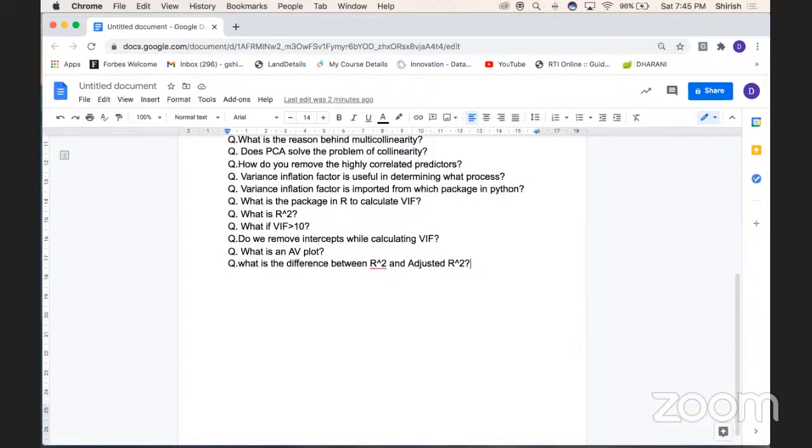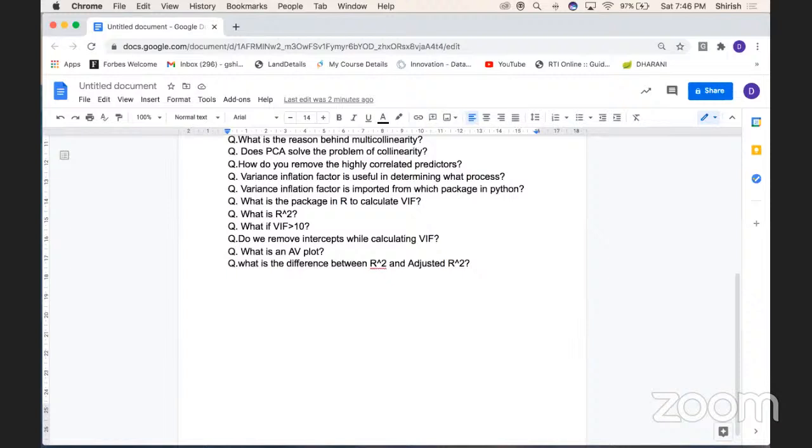Manish says that if a variable is added, adjusted R square decreases. Your R square, whether your variables are significant or not, is the value you have to consider. So you have to compare both R square and adjusted R square when you get the model summary.